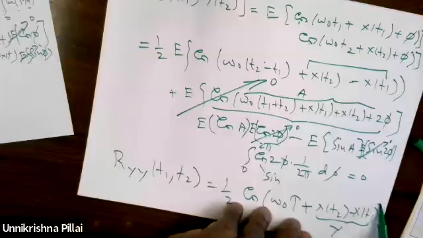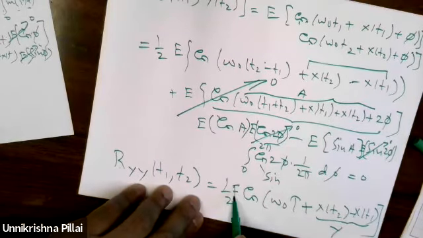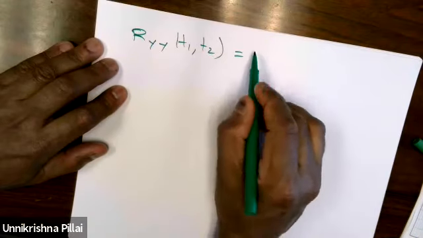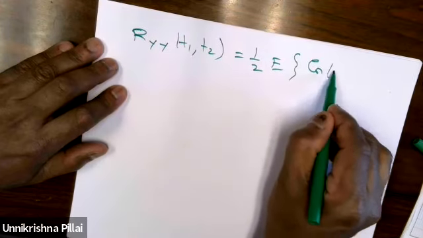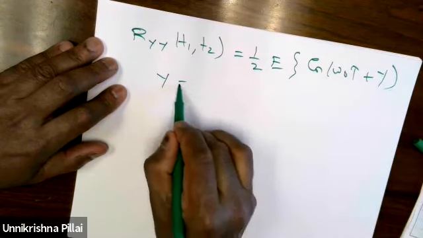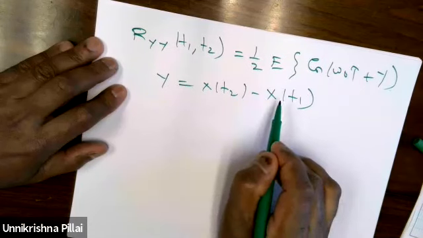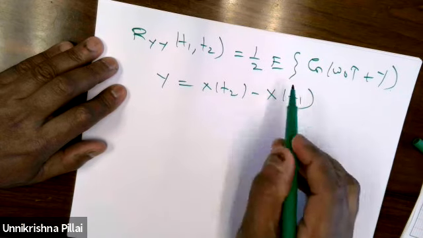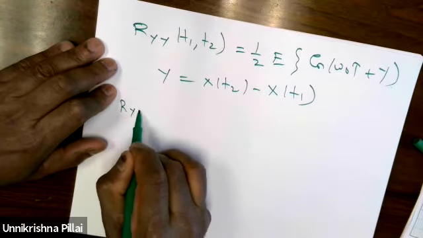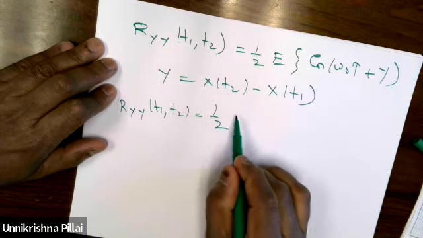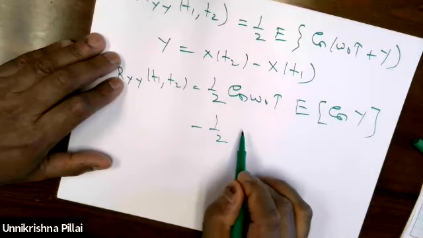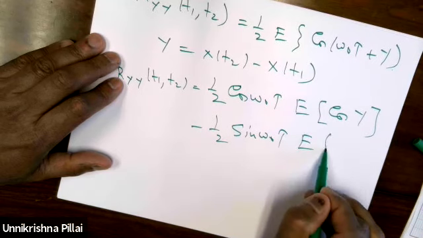To make it simple, let me call this Y. So that's what we need to simplify. R_YY(t1, t2) reduces to half the expected value of cos of omega naught tau plus Y, where Y is x(t2) minus x(t1). So we have to find the expected value. I'm going to expand this: R_YY(t1, t2) is half cosine omega naught tau times expected value of cos Y, minus half sine omega naught tau times expected value of sine Y, because that's where the expectation is.